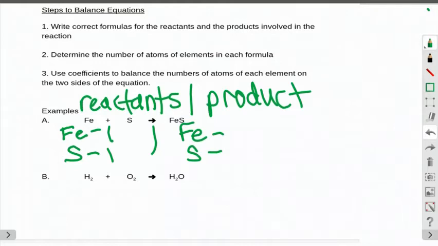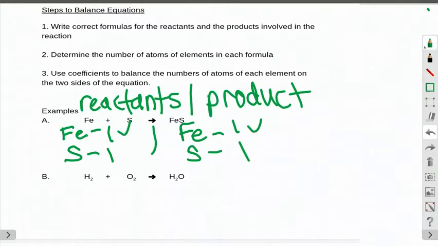And if you take a look at the subscripts next to them, we don't have any numbers next to the elements. So that means that there is one of each of those. And this equation is actually already balanced. We can see that it's already balanced by looking at all of the irons. There is one on the left side, there's one on the right side. So we're good with that. We don't need to add a coefficient.